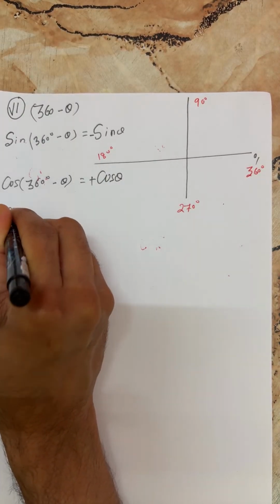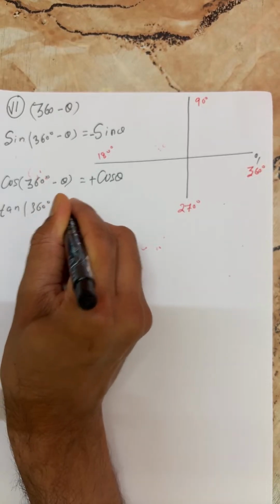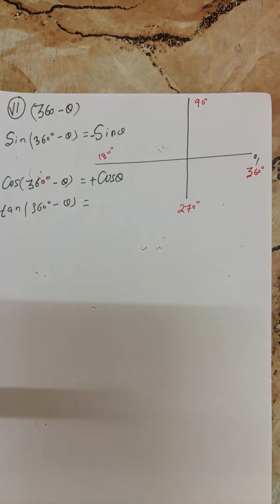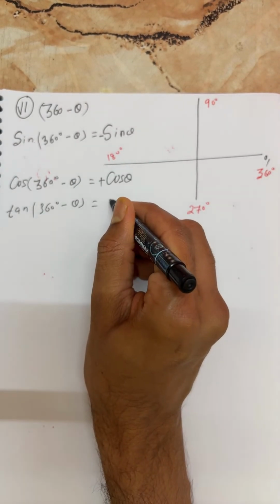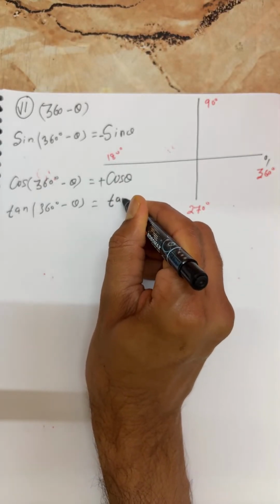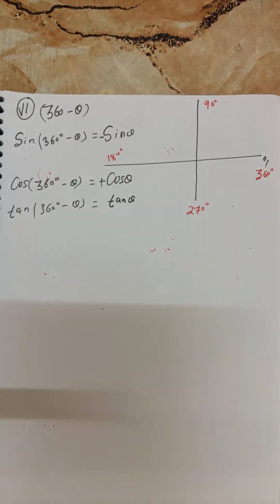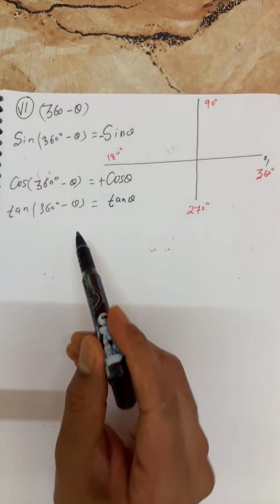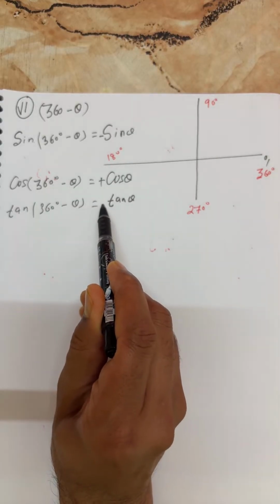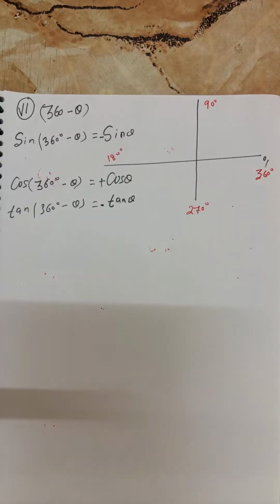Now, next student: tan of 360 minus theta. This will come tan theta only. So plus tan theta or minus tan theta? In this quadrant tan is negative, so you can say this is minus tan theta.